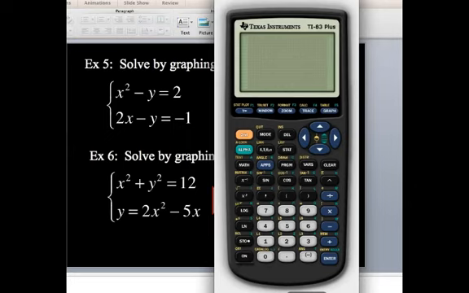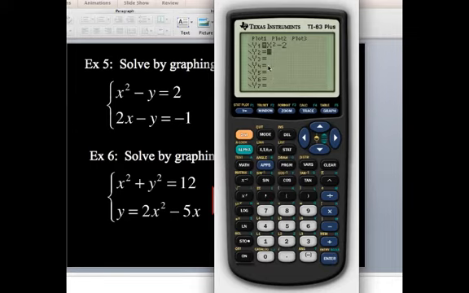In this problem, we're going to be solving by graphing, and we're going to enter these two equations. So first of all, on your calculator, you're going to go to the y equals key, and we need to enter these in as we have solved them for y. So if you think about it, we would have to add y to both sides and subtract 2. So y is going to equal, for this first one, x squared minus 2.